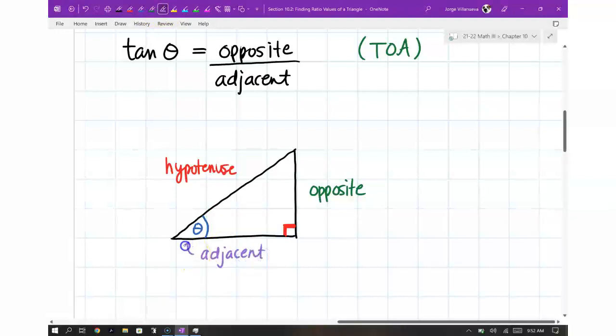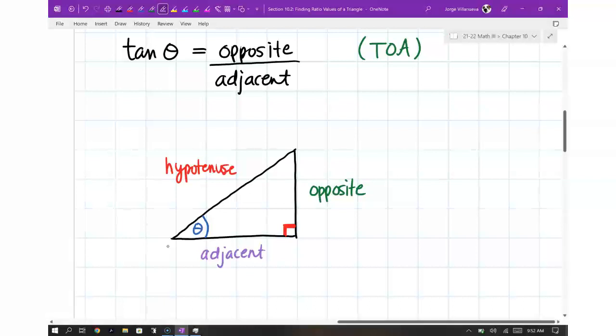You see how it touches that angle? This side is actually touching the angle. You'll notice whenever you do a triangle, there will always be two sides touching the angle. One is the adjacent, the other one is the hypotenuse. The only side that does not touch the angle is the opposite side.